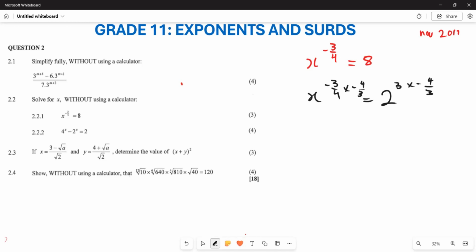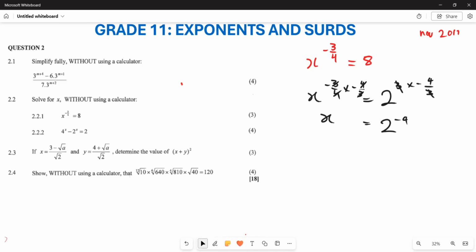Now, what will happen? These are going to cancel each other: the 4 and 4, and the negative and negative give you a positive. So this is going to be equal to x. And on the other side, we are left with 2 to the power of negative 4.